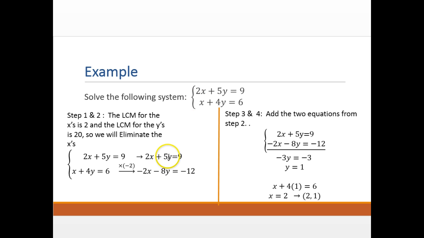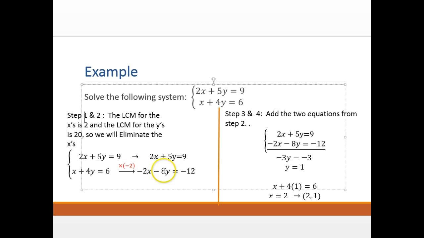So I'm going to leave the top equation alone. Here's my top equation. I'm just going to shoot it off to the side and not touch it. My bottom equation, this x plus 4y equals 6. I want the coefficient of this x to be negative 2 because I want them to be opposites. So I'm going to multiply this entire equation down here by negative 2. That's where this negative 2 comes from. So negative 2 times x is negative 2x. Negative 2 times 4y is negative 8y. Negative 2 times 6 is negative 12.